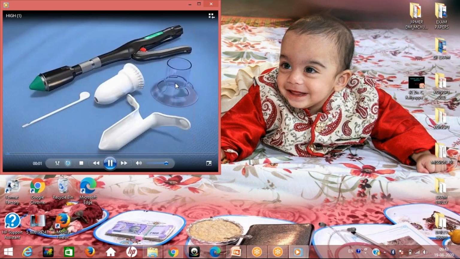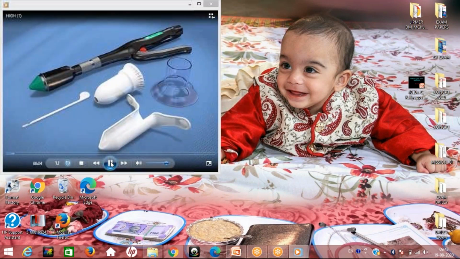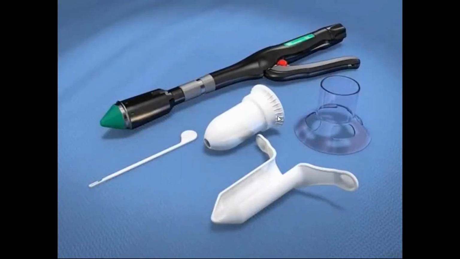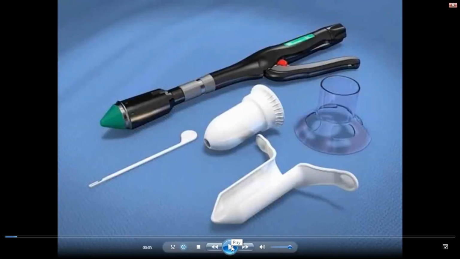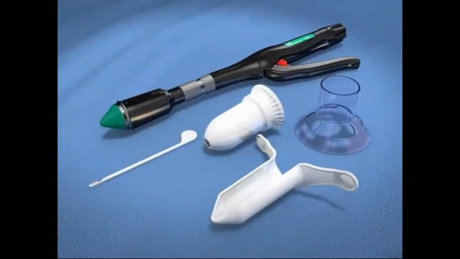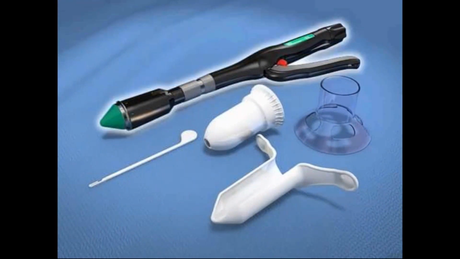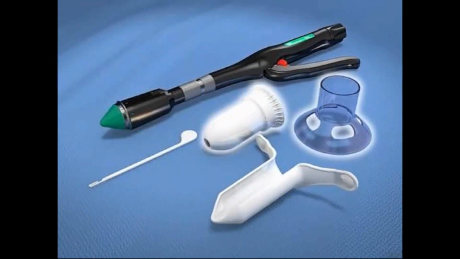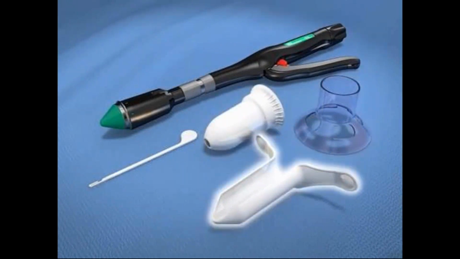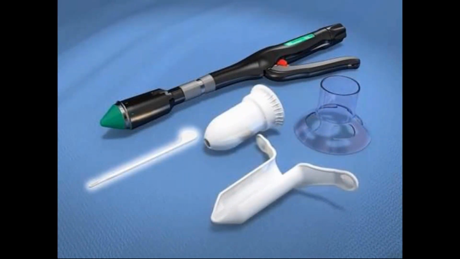The procedure is carried out by using the PPH set of instruments from Ethicon Endosurgery Incorporated. This is a circular stapler which is used for stapled hemorrhoidopexy, a circular anal dilator, a purse string suture anoscope, and a suture threader.